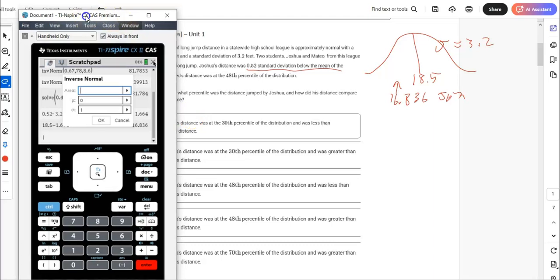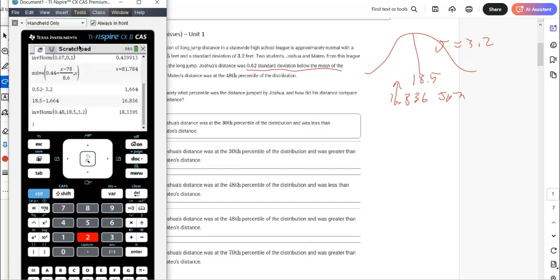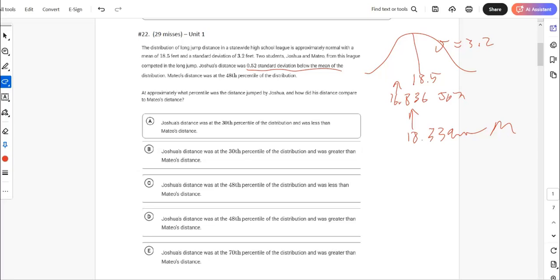Was it 48th? Yeah, 48th percentile, so 0.48. Let's put in the mean of 18.5, standard deviation of 3.2, and it should give us that the next guy is at 18.33, and that's Mateo. Then we answer the question. Joshua's distance was at the 30th percentile and was less than, so Joshua is definitely less than Mateo.